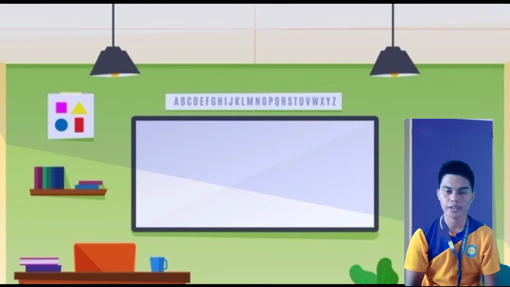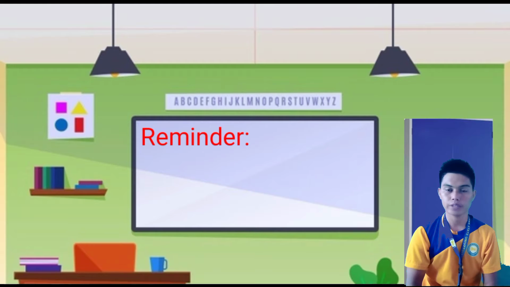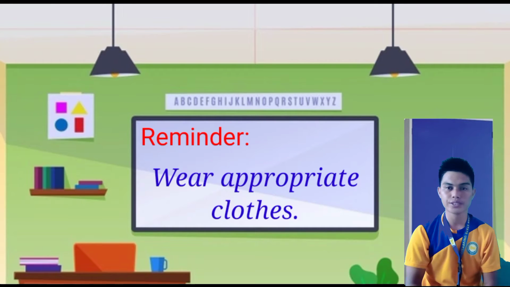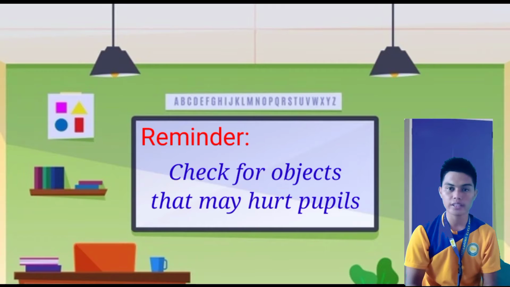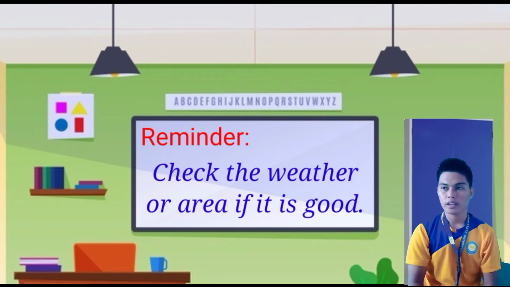Before we proceed to our games or activities, just a little reminder for our security, safety, and protection. First, wear appropriate gear or clothes for us to move easier and comfortably. Number two, warm up and stretch before games. Number three, check for items that may hurt someone, especially our young students or pupils, for example, scissors, which may hurt them. And lastly, check the weather and the area if it is good for our activity or games. So, is that clear? Okay, let's proceed now to our activity or games.